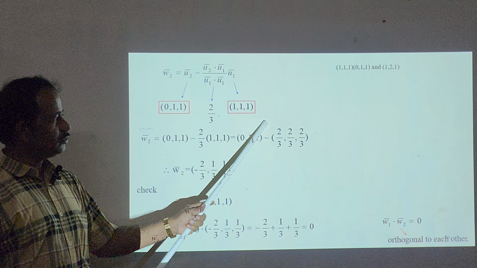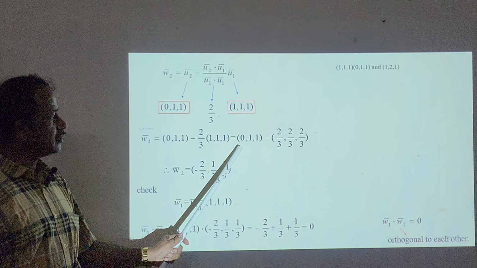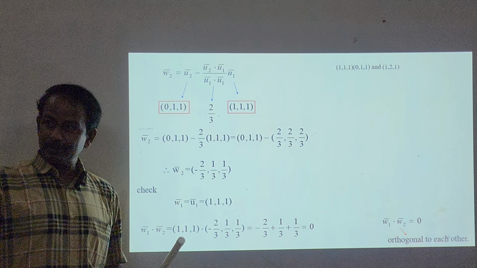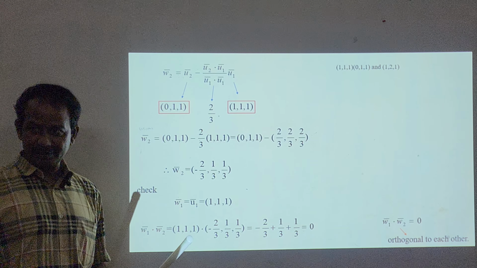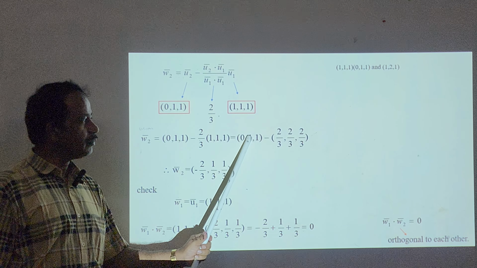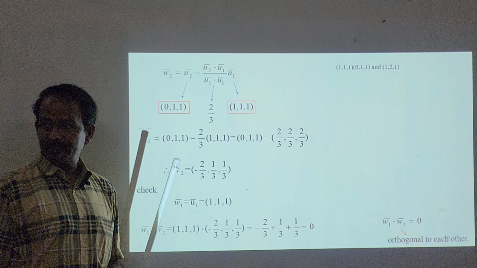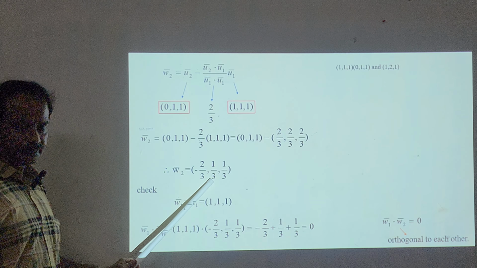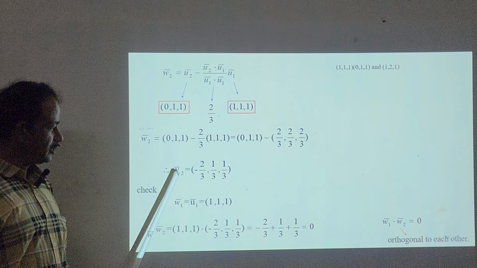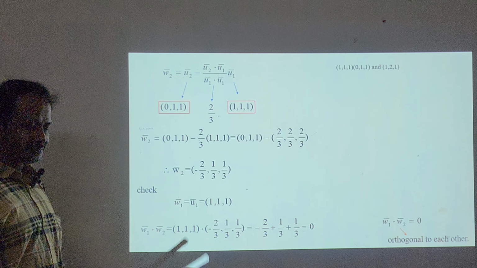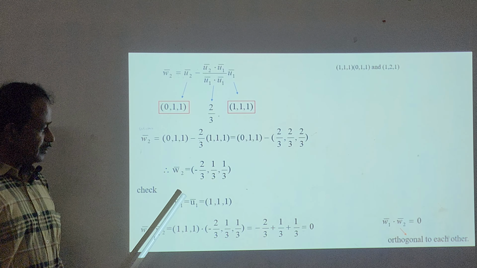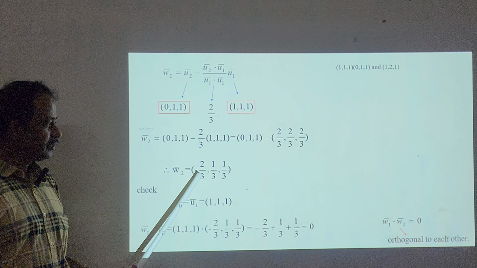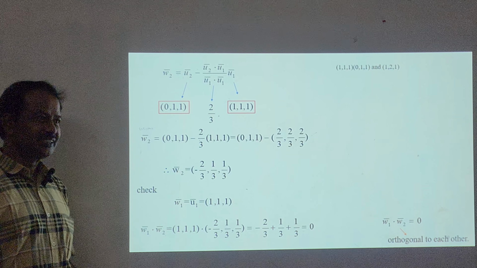So 0 minus 2 by 3 gives you minus 2 by 3. 1 minus 2 by 3, take the LCM, 3 minus 2 divided by 3, so that gives you 1 by 3. Is it okay? I repeat, 1 minus 2 by 3, 3 minus 2 divided by 3, so 1 by 3. The last one also has the same 1 by 3. So w2 equals (-2/3, 1/3, 1/3). We already know u1 is (1,1,1). Now we have obtained the vector for w2.